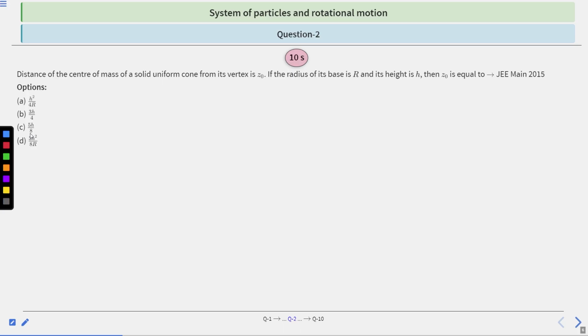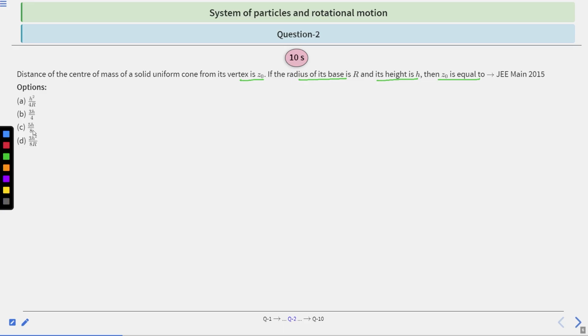Question second. The distance of the center of mass of a solid uniform cone from its vertex is z0, if the radius of its base is r and its height is h. Then z0 is equal to what? The options: A, h squared divided by 4r; B, 3h divided by 4; C, 5h divided by 8; D, 3h squared divided by 8r.